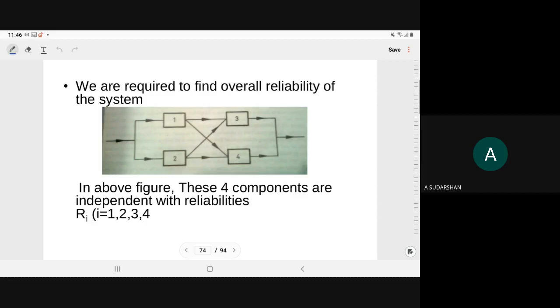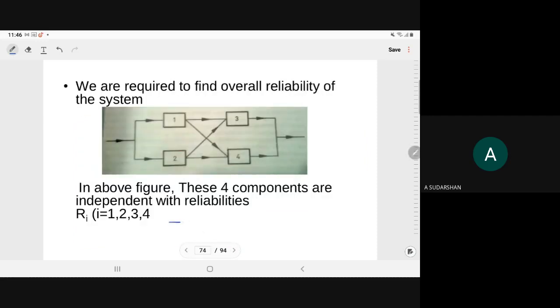This is a very important question. We are required to find the overall reliability of the system. Here the system is arranged in this way. Means 1 is attached with 2 as well as with 4. 2 is attached to 3 and 4. 3 is attached with 1 and 2. 4 is also attached with 1 and 2.